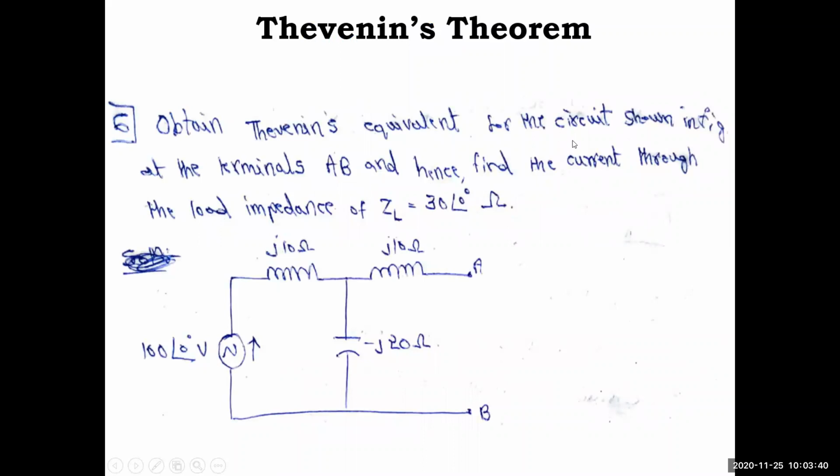Obtain Thevenin's equivalent for the circuit shown in figure at the terminals AB and hence find the current through the load impedance of ZL equal to 30 at an angle 0 degree ohm. Okay, so note down the circuit. So you have 100 at an angle 0 degree voltage source, J10 ohm, then J10 ohm, and here minus J20 ohm.